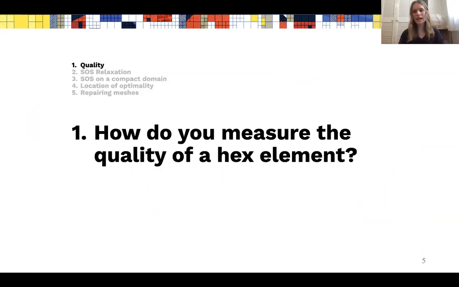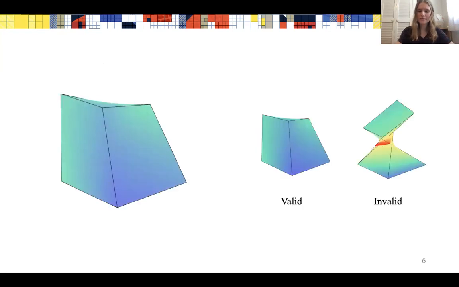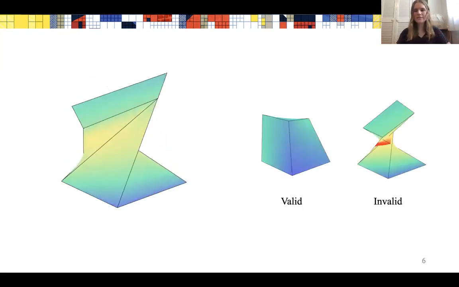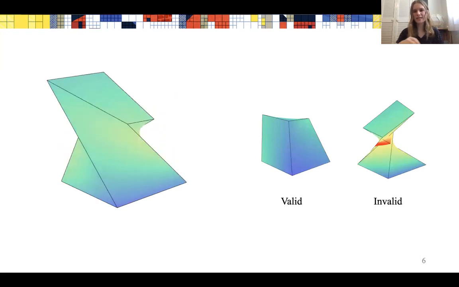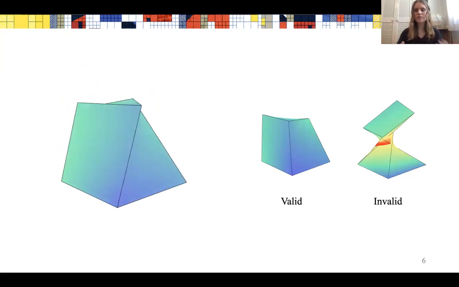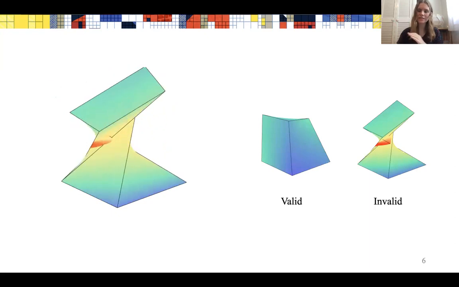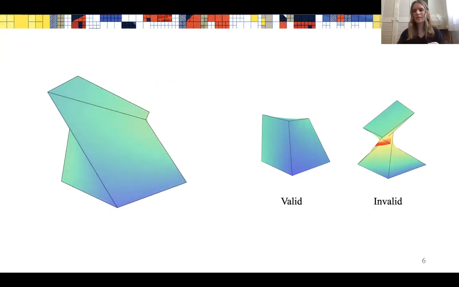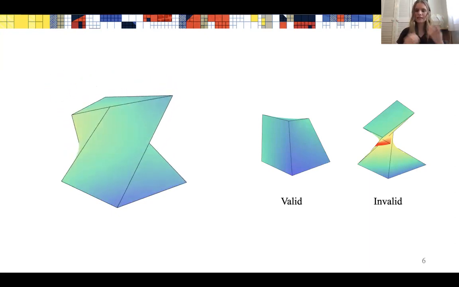So first we need to talk about how we actually mathematically represent the idea of the quality of a hex element. So if we look at this example hex, notice that when it's valid, it looks kind of just like a slightly deformed cube. But there's also this region where the faces of the hex intersect themselves, and we consider this invalid. So when a hex is self-intersecting, it's invalid.